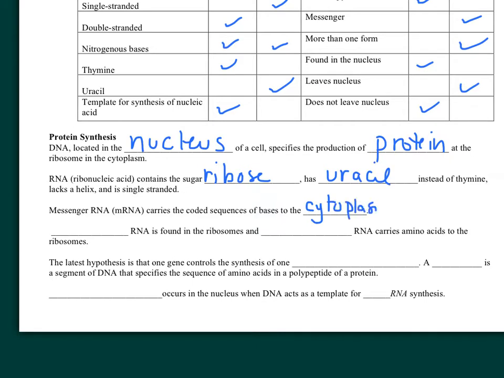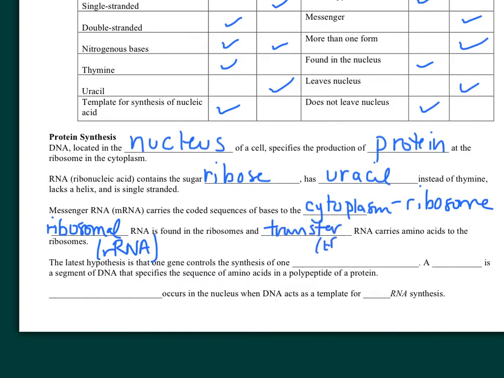If you were looking to be very specific, messenger RNA carries the coded sequence of bases to the cytoplasm, and if you were looking to be very specific, you would have said ribosome, because the ribosomes, of course, are located in the cytoplasm. Ribosomal RNA, or some of you might have written simply lowercase r, RNA, is found in the ribosomes, and transfer, or tRNA, carries amino acids to the ribosomes.